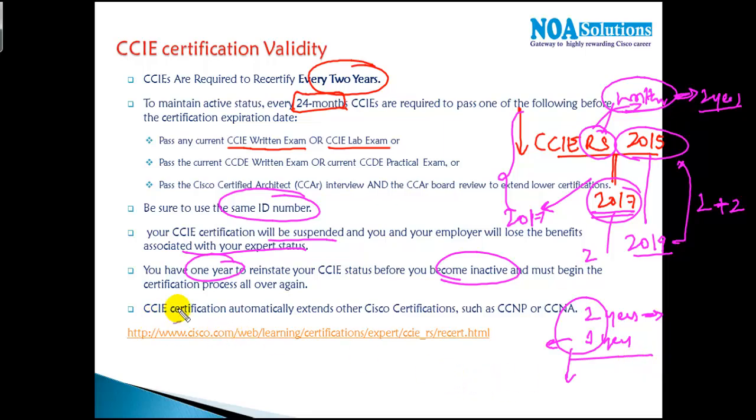Whenever you earn a CCIE certification, it is going to extend all the lower certifications like CCNA and CCNP. Which means you can directly write the CCIE written exam and then the lab exam without any CCNA or CCNP certifications.